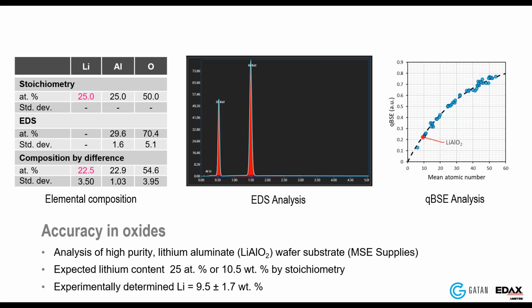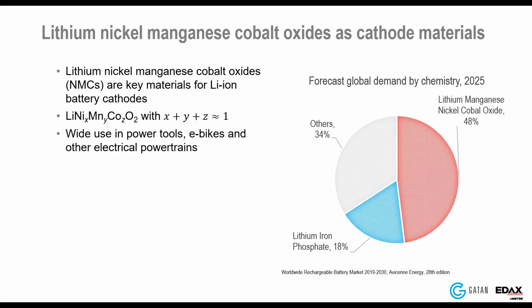So we have a nice baseline for these oxide materials, but lithium aluminate isn't a particularly interesting material for many commercial applications. And so we've extended the technique now into materials that are used in the construction of lithium-ion batteries. Particularly, the one I'm going to talk about today is looking at lithium, nickel, manganese, cobalt oxides, or NMCs, and these are key materials as cathode materials for lithium-ion batteries. They're forecast to make up almost half of the global demand by different types of battery chemistry within the next couple of years. They're already used in power tools and electrical bikes and other electrical powertrains.